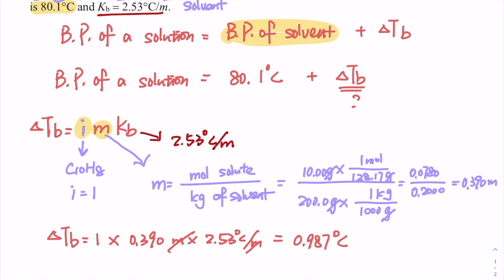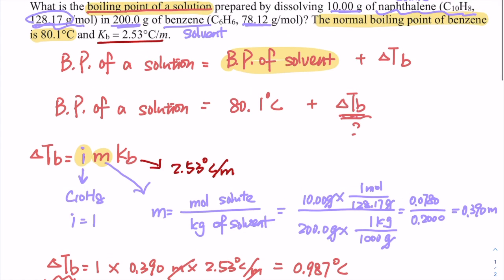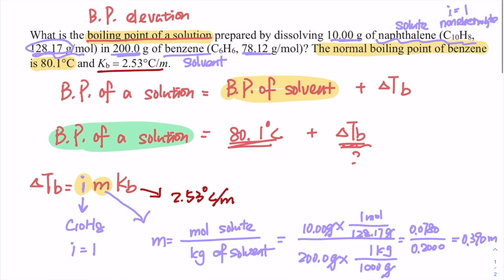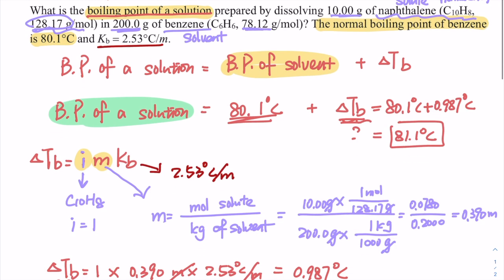I got the temperature, so I'm done? Think about it: we're calculating change, but what do we want? We're actually looking for the boiling point of the solution. So we need to add this change to the boiling point of the solvent by itself. Now it's 80.1 plus 0.987, which gives us 81.1 degrees C. That's the boiling point of the solution. Remember, it's an elevation in comparison to the pure solvent itself, which is 80.1. It's higher, and that fits the concept, which means we're on the right track and we're done with the calculation. Hopefully this is helpful, and thank you for listening.